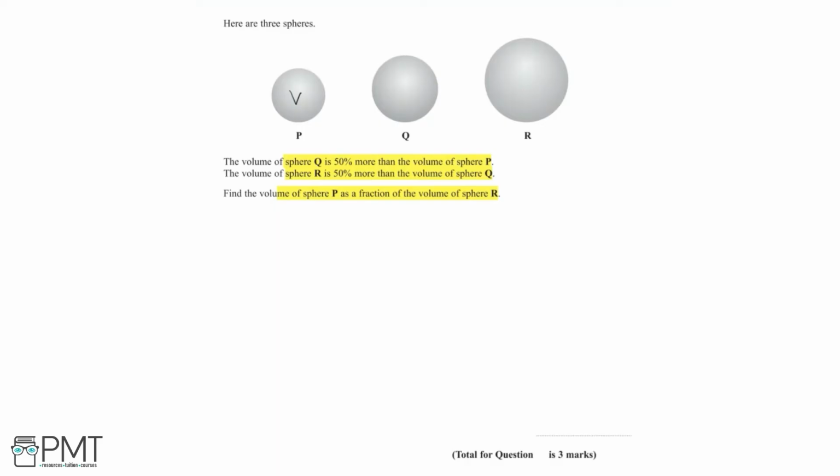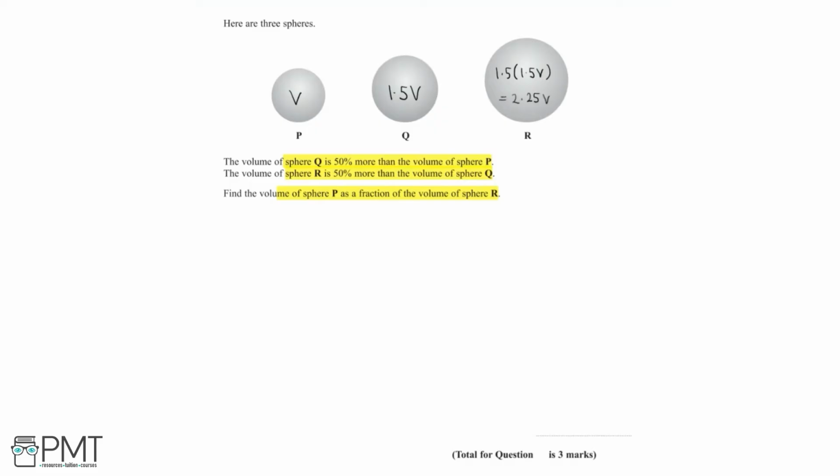We're told that the volume of sphere Q is 50% more than the volume of sphere P. Now when we have a 50% increase, we multiply by 1.5. We can say that the volume of sphere Q is 1.5 multiplied by V, which is equal to 1.5V. Now we're told that the volume of sphere R is 50% more than the volume of sphere Q. And again, we can apply the same principle. To have a 50% increase, we multiply by 1.5. Now if sphere R is 50% more than the volume of sphere Q, the volume of sphere R would be equal to 1.5 multiplied by 1.5V, which we can simplify and say is equal to 2.25V.